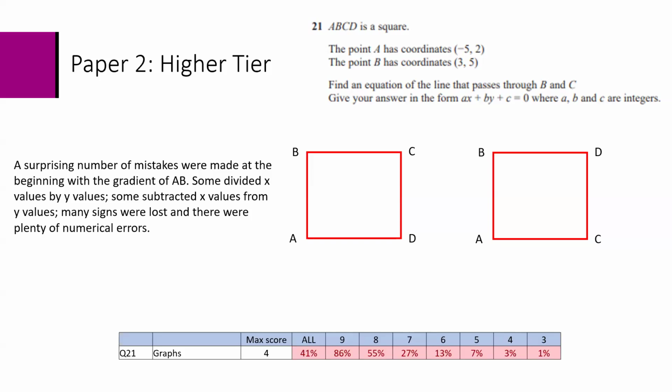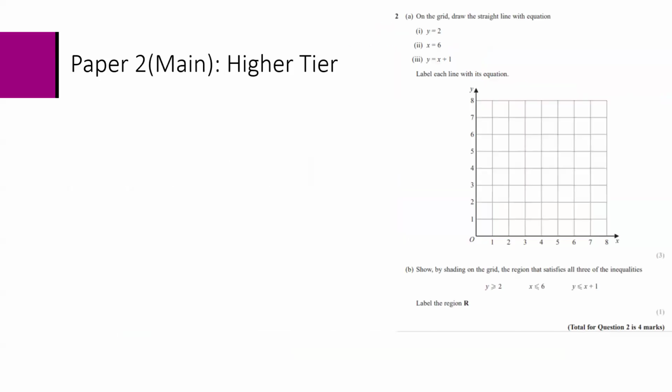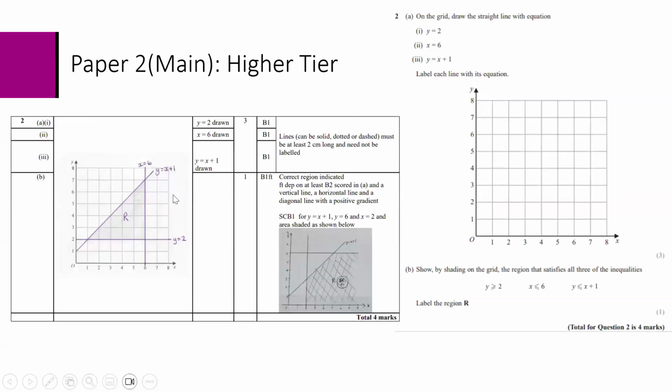Now, I know you're thinking, actually, we know students struggle with equations of lines. I'm going to show you the scale of that problem on basic ones. They're struggling on basic ones, and need just a little bit more revision on them. So here's a question from the main papers. Students have got to draw a line y equals 2, x equals 6, and then draw the line y equals x plus 1. Here's the mark scheme for it.